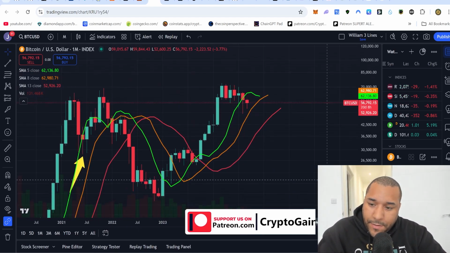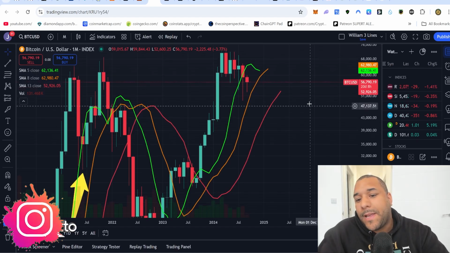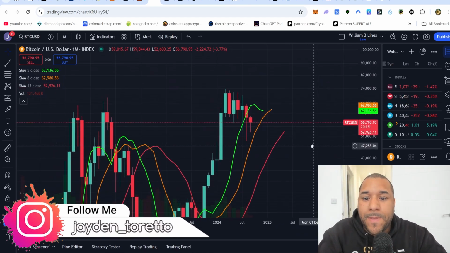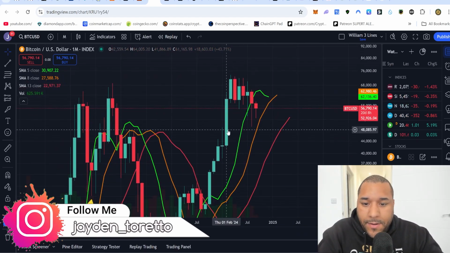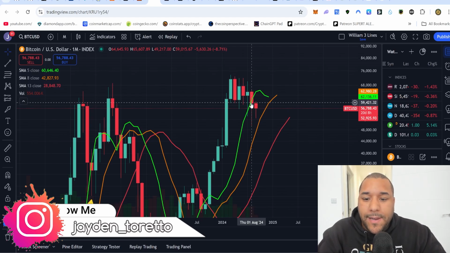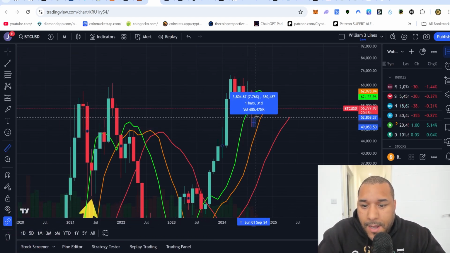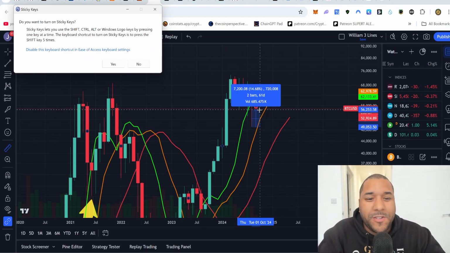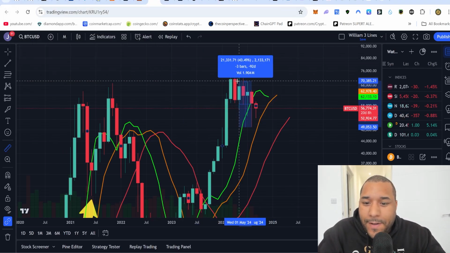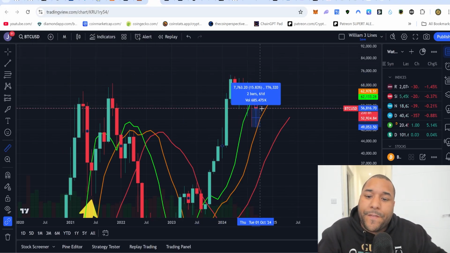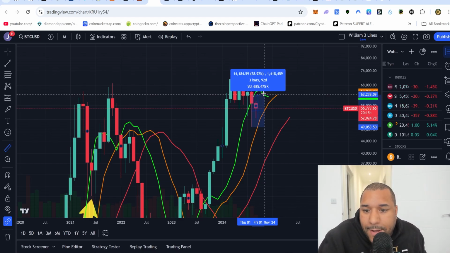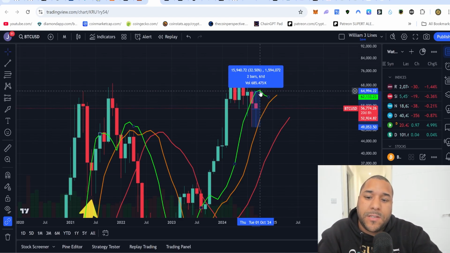So what am I preparing myself for? If there's to be a continuation pump, right? Just like what I showed you here, because it's pierced through the green line. And look at this, we're already starting to see signs of it. So far this is up 15%. If it's to come anywhere up to this green line, that's 32%.